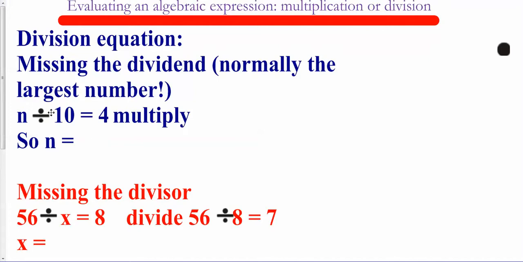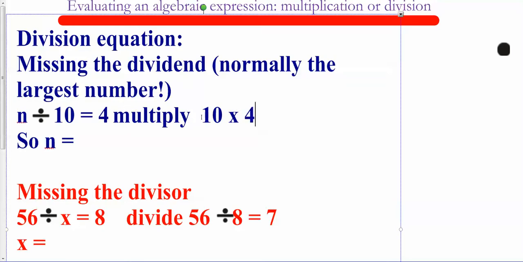All right, next. So now, if we are missing the dividend, this is the dividend. This is the largest number in the division problem. It's what goes inside the house. So n, if I take something, split it into 10 groups, I get 4 in each group. So what am I going to do with the 10 and the 4? You guessed it, multiply. So I'm going to go 10 times 4 equals, what is 10 times 4? It's 40. So n equals 40.